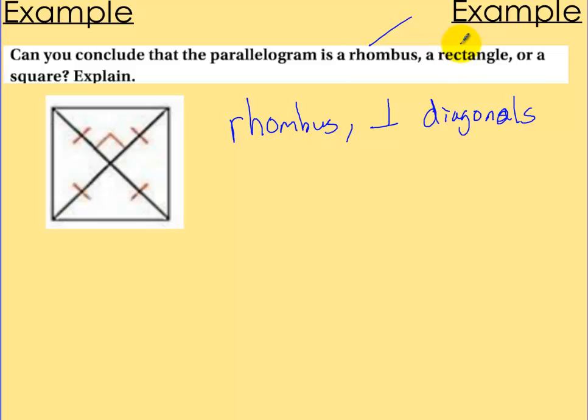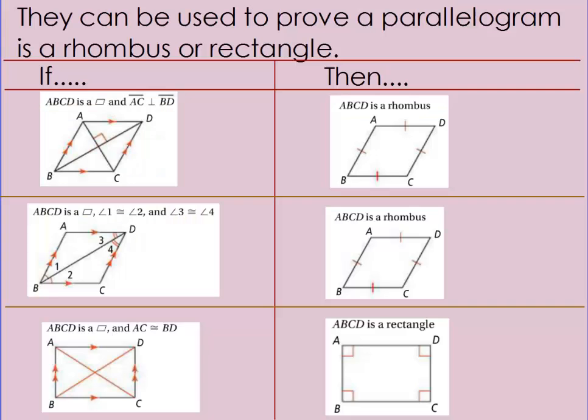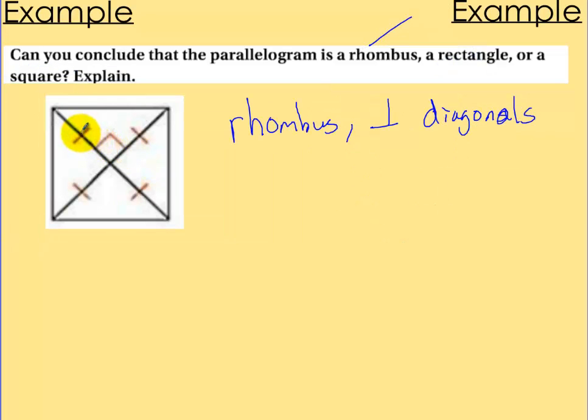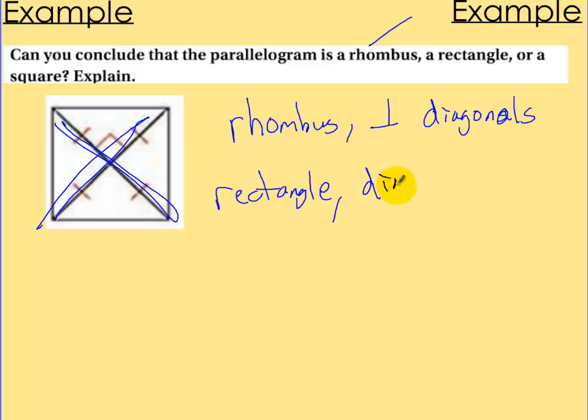Check. Is it a rectangle? Well, look at the information for the rectangle, we have to have congruent diagonals. Since this diagonal is two of the one-tick lines, and this diagonal is two of the one-tick lines, these diagonals are actually the same length. So I can say it's a rectangle because the diagonals are congruent.